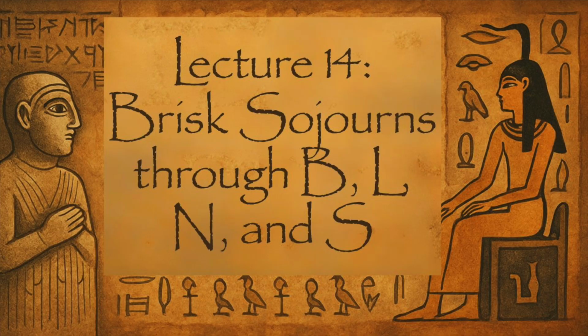Lecture 14, brisk sojourns through B, L, N, and S. McWhorter gives quick but illuminating histories of these common letters. I must say from the beginning, he says that some letters are more interesting than others, and he points out B as being one of those that he just does not quite care all that much about, so you can see why it gets lumped in with a whole bunch of other letters and why he considers them pretty common. But he does discuss how exactly they got their shapes, their sounds, and how uses have surprisingly shifted over time.